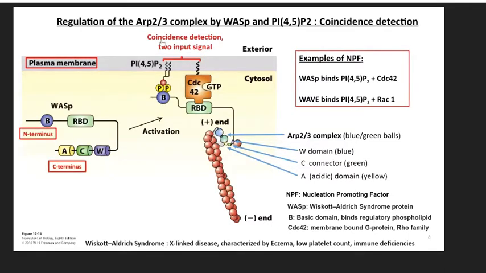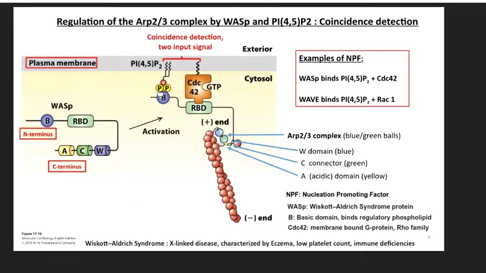In that case, through ARP2/3, similar to the FH1 FH2 domain, WASP is one example of an NPF. There are three different examples, WASP, WAVE, and another one. WASP is Wiskott-Aldrich syndrome, an X-linked disease. The RBD domain is close to the WCA domain, this one at the N terminus and this at the C terminus. This has to open up and bind two different signals on the membrane. This situation is called coincidence detection, because two input signals are present instead of one like previously.